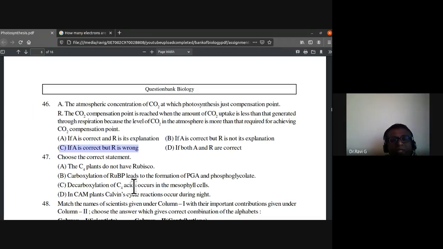See, the decarboxylation of C4 acids occurs in the mesophyll cells. So they break down to form the three carbon compound and carbon dioxide is liberated. So carbon dioxide is utilized by the enzyme Rubisco in the bundle sheath cells. So C is the correct statement: decarboxylation of C4 acid occurs in the mesophyll cells.